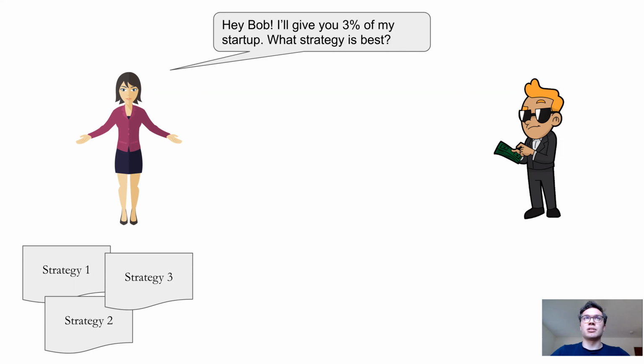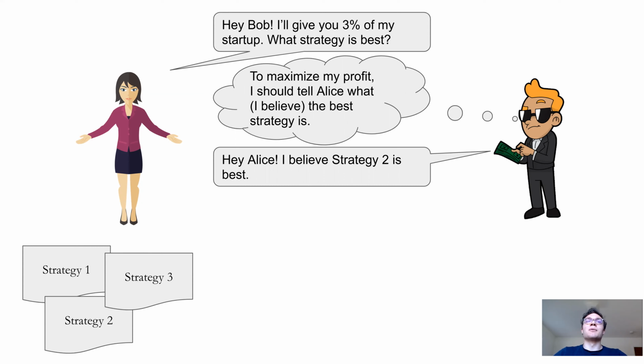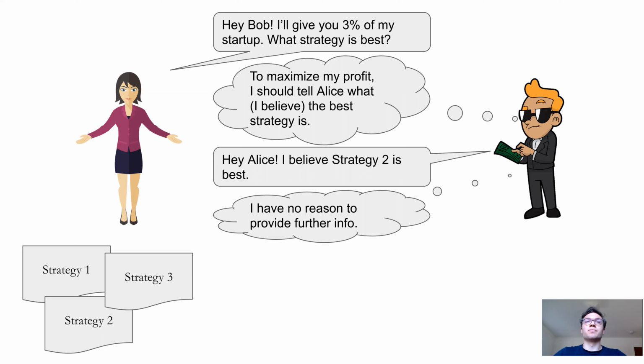Here's a very simple example. Alice could just go to Bob, give him 3% of her startup, and ask what strategy is best. Bob is now incentivized, if he wants to maximize his profit, to simply tell Alice what strategy he really believes to be best for her or for her startup. He does this, let's say the example is strategy 2, and he has no reason to provide any further info. So for example, he has no reason to tell Alice how good the other strategies would have been. And we here imagine that Alice then just chooses the recommended strategy 2.